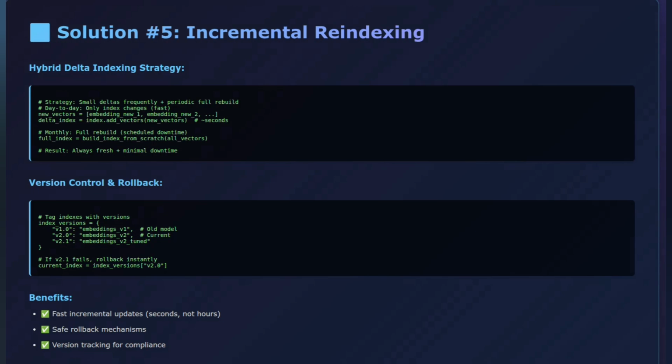Takes seconds. This is critical for production systems. Data lineage tracking. Know which model version created which vectors, so you can trace bugs. Did a query return wrong results? Check which embedding model was used. Was it the old model or new model? That tells you immediately if you've got a version mismatch.